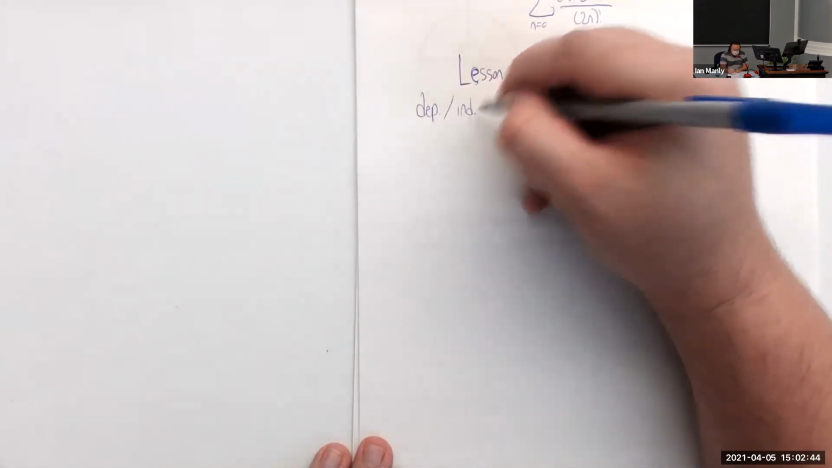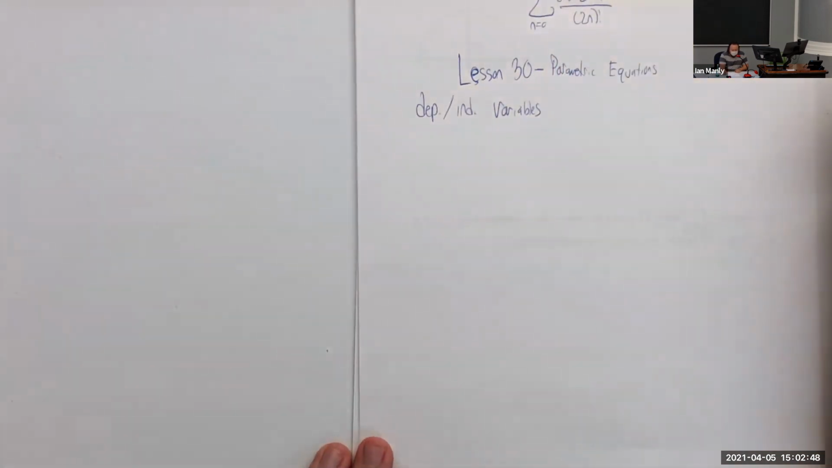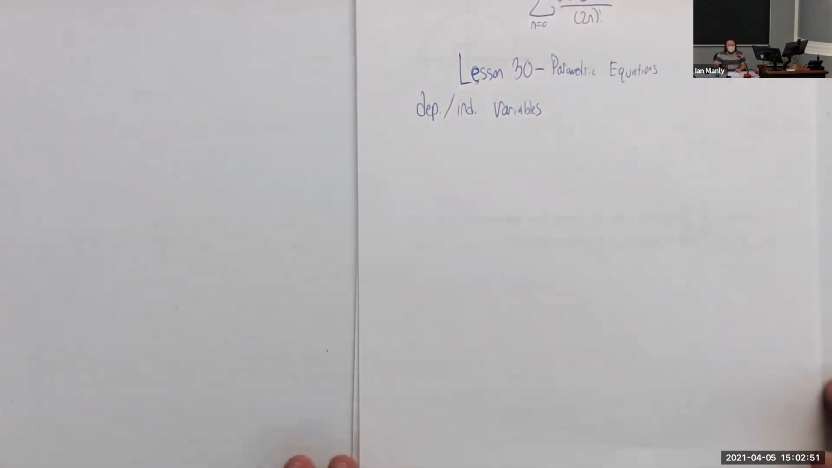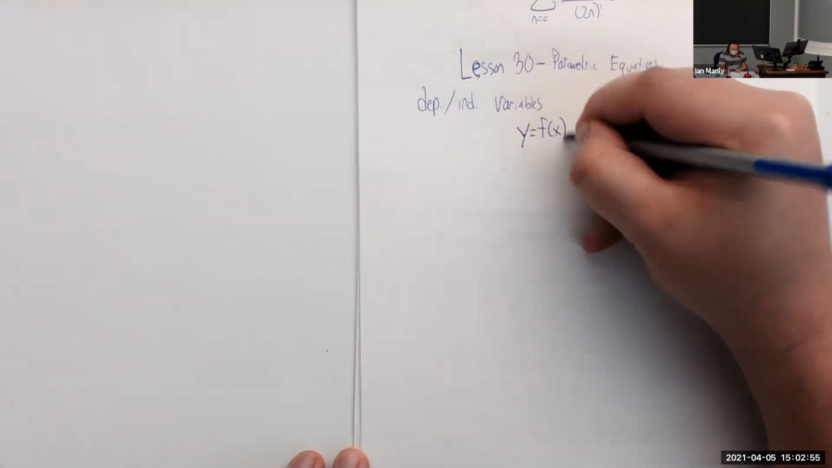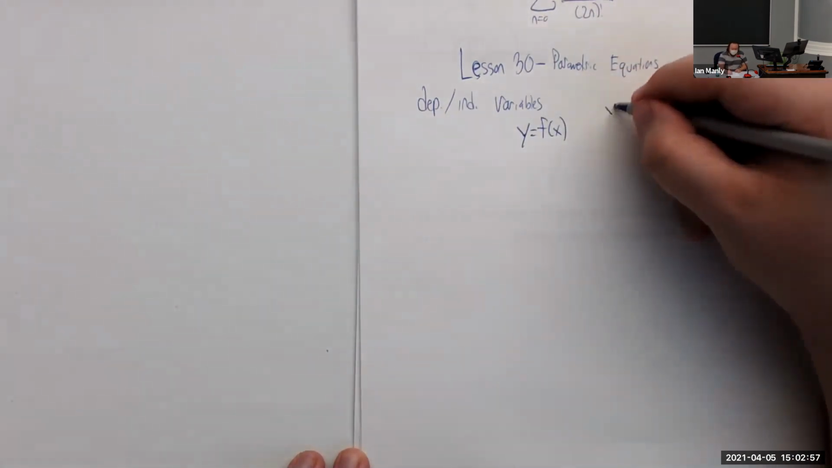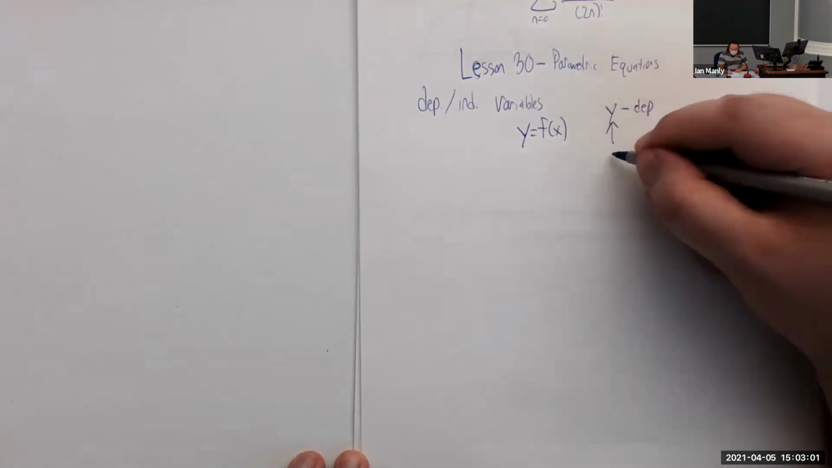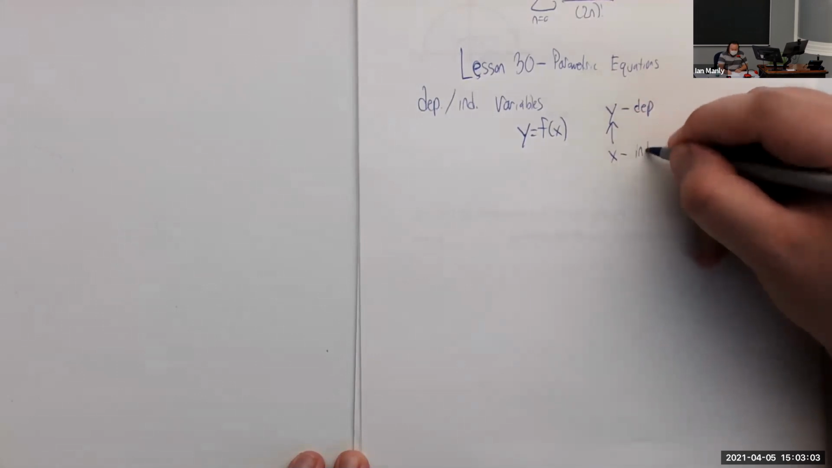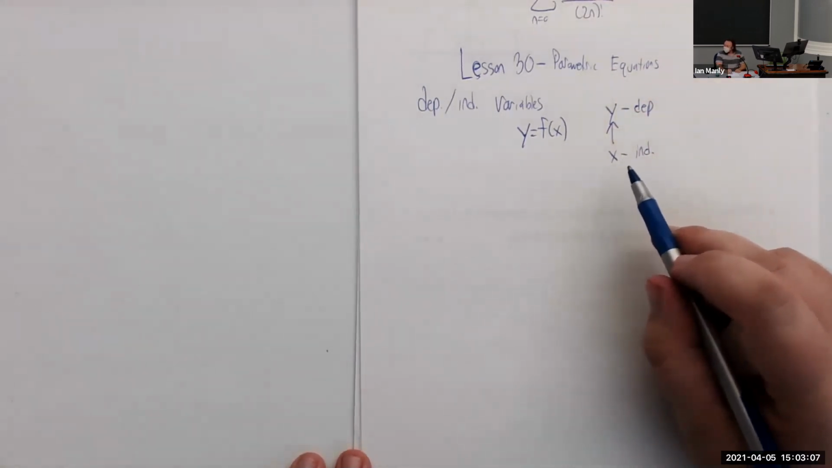Dependent, independent variables. So usually when we want to represent a graph or a function, we write it as y equals f of x, right? And y is said to be the dependent variable, and it depends specifically on whatever x is. So effectively what we do is we choose what x is right here.